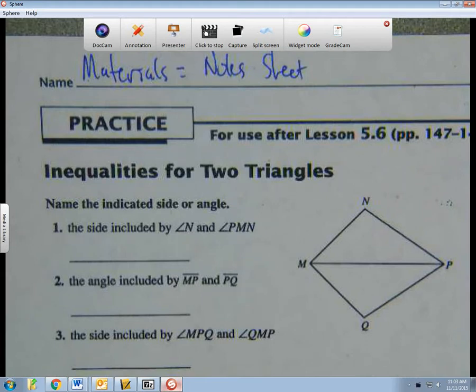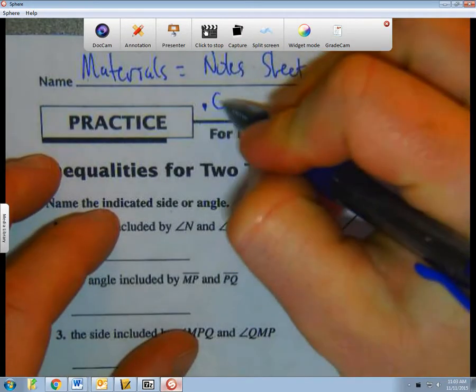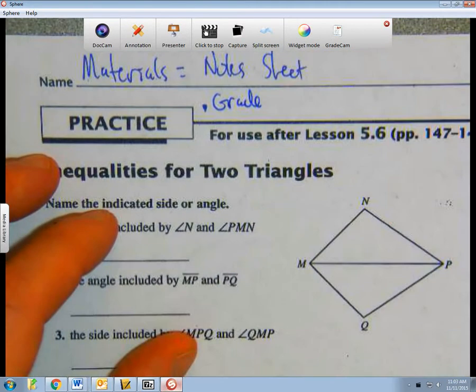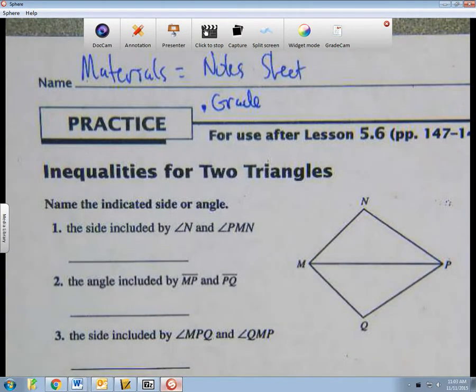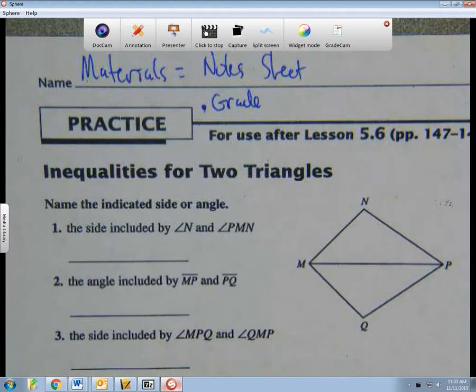Good day. Here are the notes for 5-6 inequalities. You need a note sheet. That's really all you need today. I am going to collect this for a grade, so make sure you're getting everything that goes down on here. Okay. Let's start with some general examples.